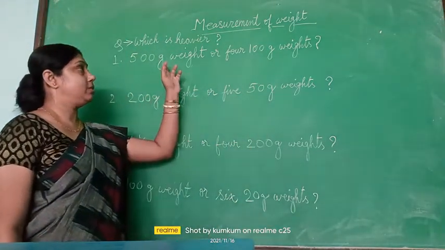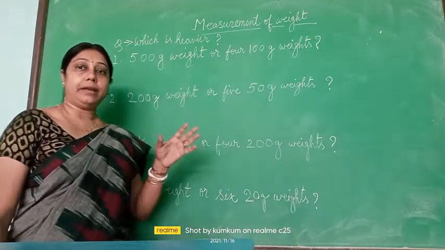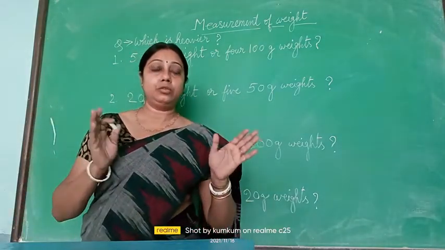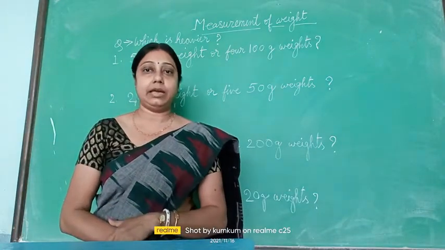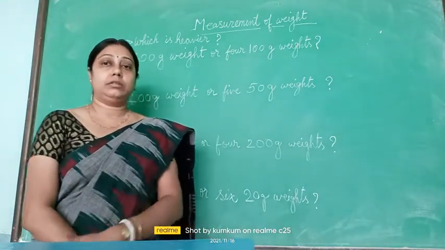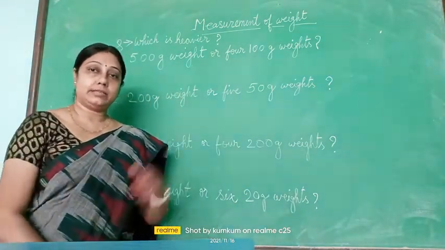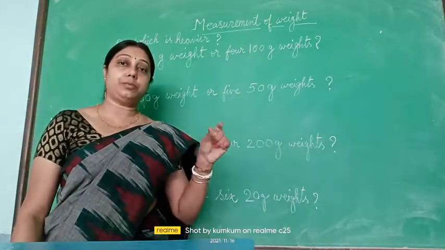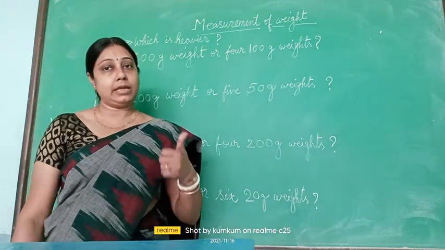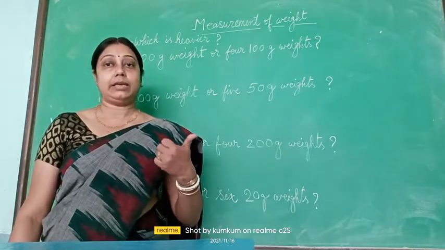The topic is which is heavier. That means you will be given two options. Among them, you have to select which is the heavier one. Now, you have to find serially. That means I will give you two options. Both the options you have to compare and then you have to find out which is heavier.